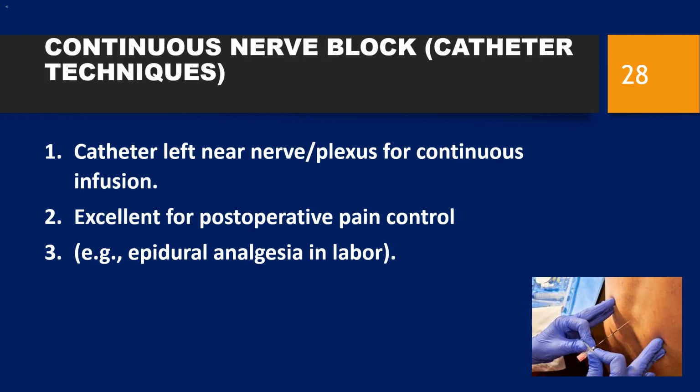2. Continuous nerve block catheter techniques. 1. A catheter is left near the nerve plexus for continuous infusion, which provides prolonged pain relief by delivering local anesthetic continuously. 2. Excellent for postoperative pain control. Continuous nerve blocks are particularly useful in managing postoperative pain, reducing opioid requirements. 3. Example: epidural analgesia in labor. Continuous epidural infusion is a popular choice for pain management during childbirth.